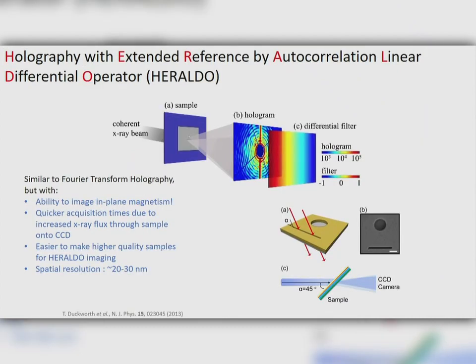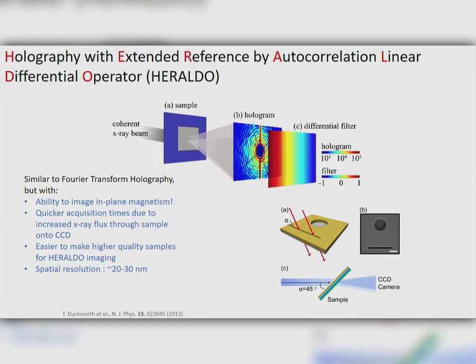But you can do it if, instead of a whole reference, you use a line. And this line produces a new kind of holography, which has the same component of the Fourier, but it's called Heraldo, which is all this title that I won't read because it's too long. But it allows us to image the in-plane magnetization.